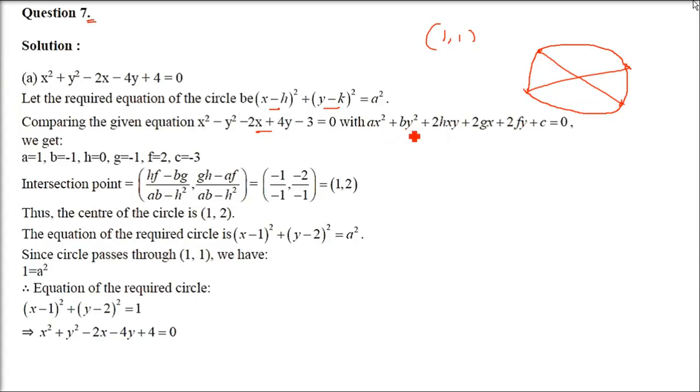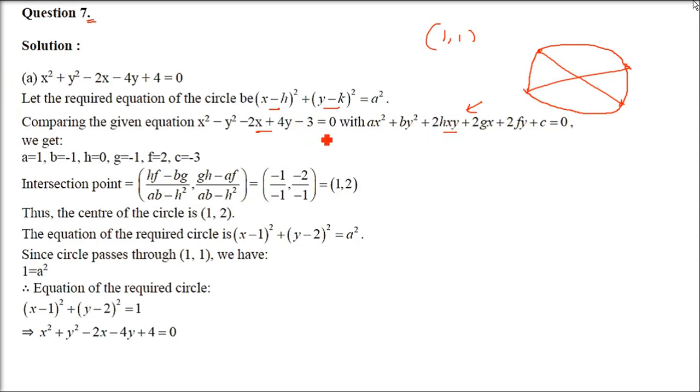We have to compare this x square plus y square minus 2x plus 4y minus 3 with the standard equation ax square plus by square plus 2hxy plus 2gx plus 2fy plus c, because in straight lines, the equation which represents a pair of lines is this one. So we are comparing the given equation with the standard equation.